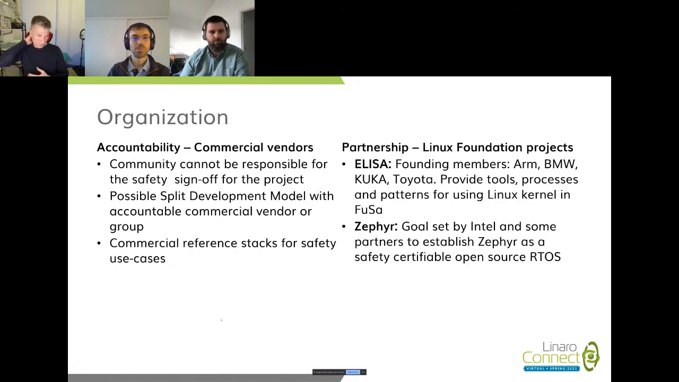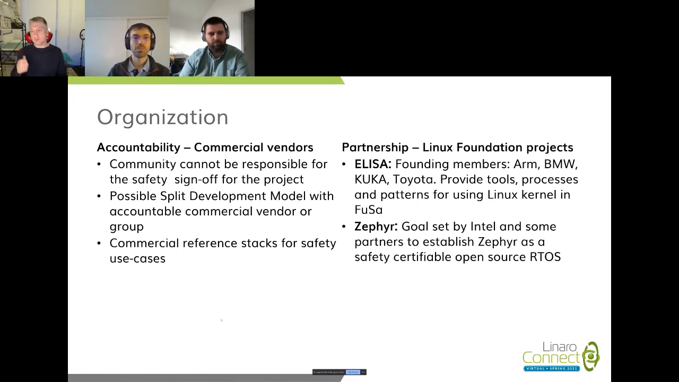As you can probably imagine, there must be accountability for the safety case. We agreed that accountability will not go to the community. The community cannot be accountable for the safety compliance of the project, so there must be commercial vendors. That's why we may have a split development model where commercial vendors use a baseline to sell and act as the accountable part. And there may be some reference tests from different companies for safety use cases.